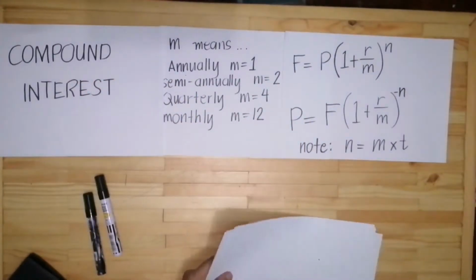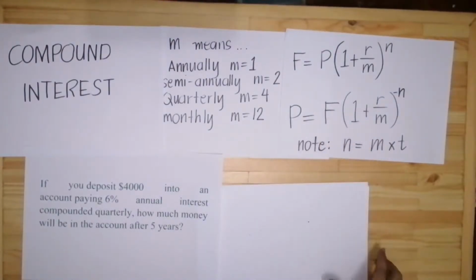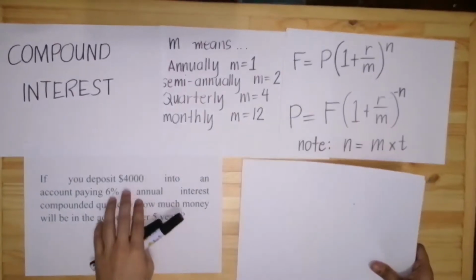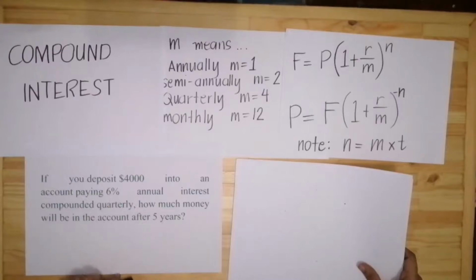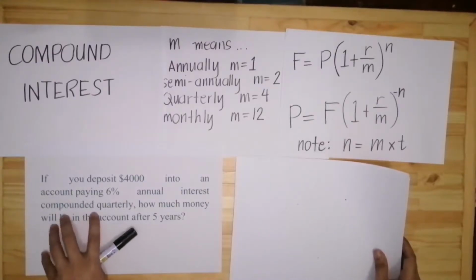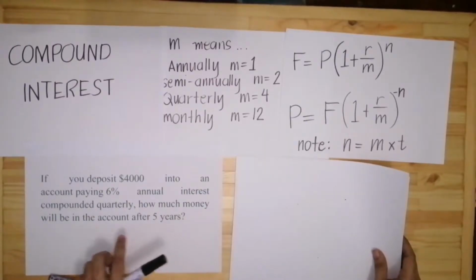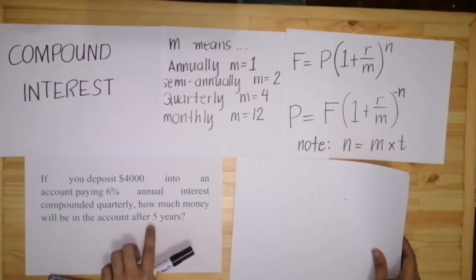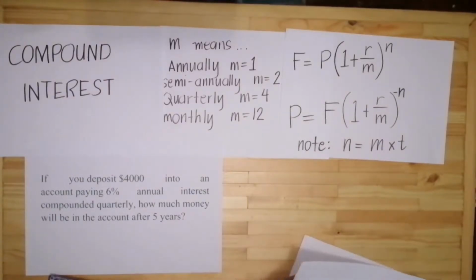So let's start with the first problem that I have in here. So if you deposit $4,000 into an account paying 6% annual interest, compounded quarterly, how much money will be in the account after 5 years? So paano yan? Let's write down the given first.